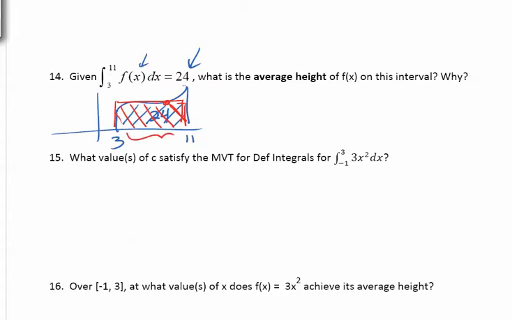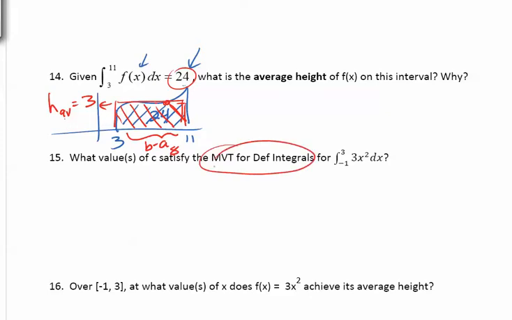So can you see that b minus a here is the width of our interval, 8, and if the integral gave an area of 24, then we would want this red rectangle to have an area of 24. So if the base is 8, then our average height would have to be 3. So height average would have to be 3. And that's what the MVT for integrals is all about.